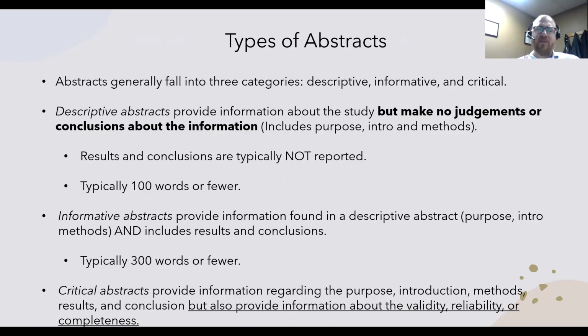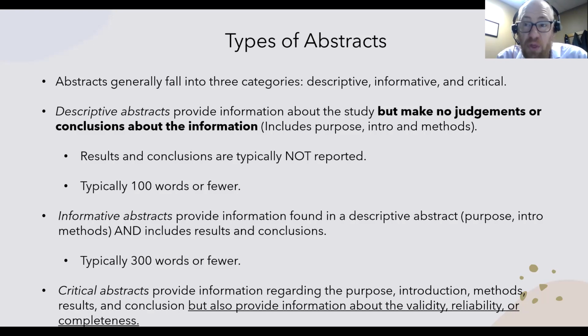So, abstracts, there are generally three types of abstracts. There's descriptive abstracts, informative abstracts, and critical abstracts. A descriptive abstract provides information about a study, but it doesn't necessarily provide us data about results or conclusions. So it doesn't really draw conclusions about the information. It just tells us what exactly was done in the study.